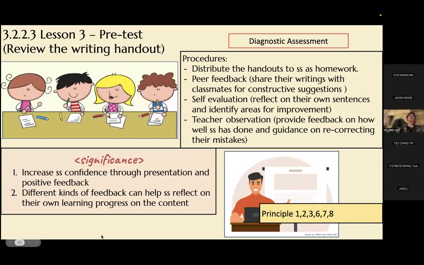So thank you, Toby. And here goes the lesson 3 pre-test. First of all, it is a diagnostic assessment. The procedures include distributing the handouts to students as their homework, and also with peer feedback, self-evaluation, and teacher observation. For the significance, it increases students' confidence through presentation and positive feedback. And it includes different kinds of feedback, which can help students to reflect on their own learning progress on the content.